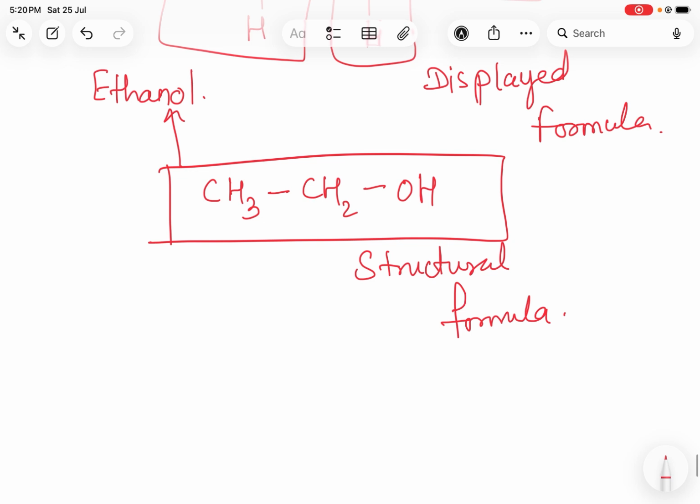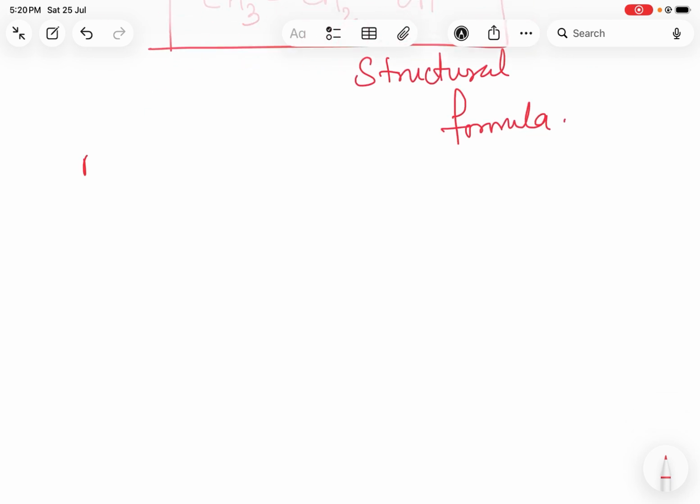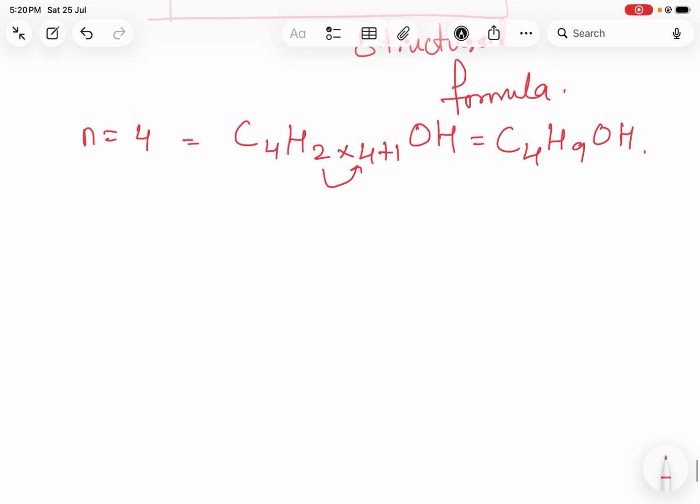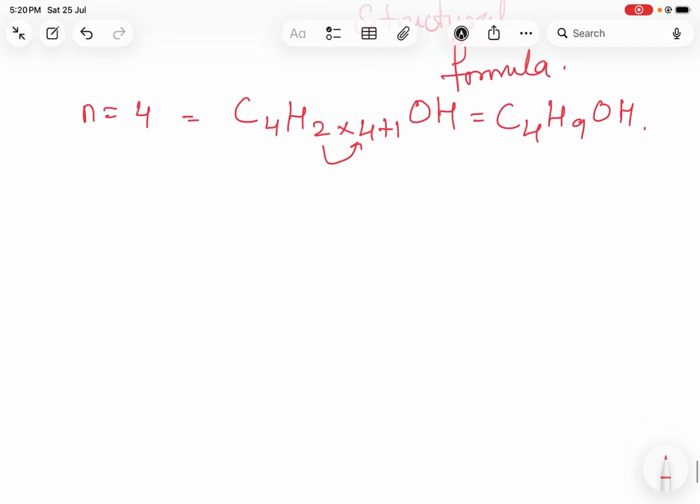Okay, let us draw one more structure. So this time n is equal to 4 we will be taking. So it is C4H(2 into 4 plus 1)OH. So it becomes C4H9OH, 2 into 4 is 8 plus 1 is 9. So let us draw a displayed formula first. So we have 1, 2, 3 and 4 carbon atoms.